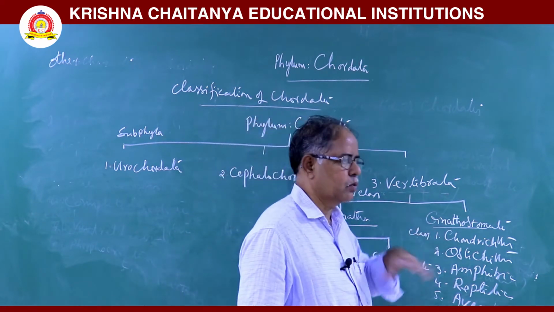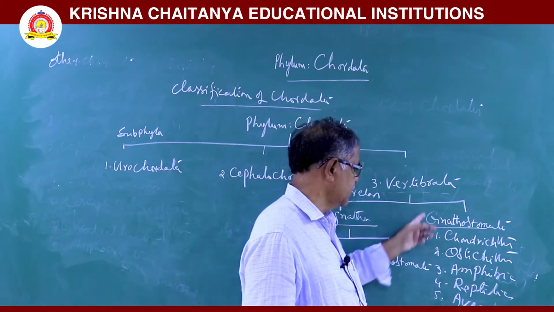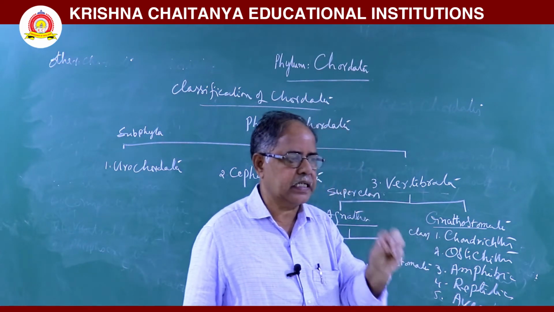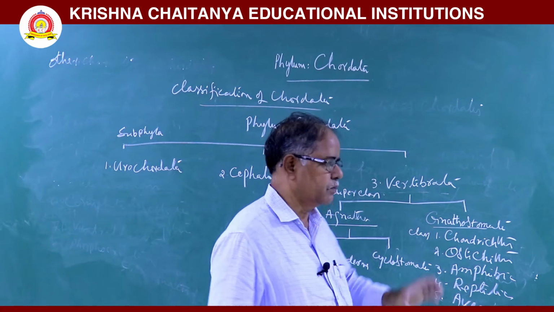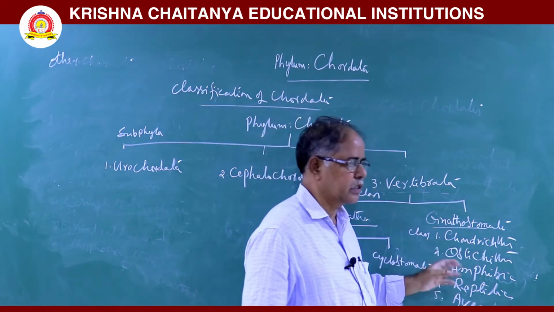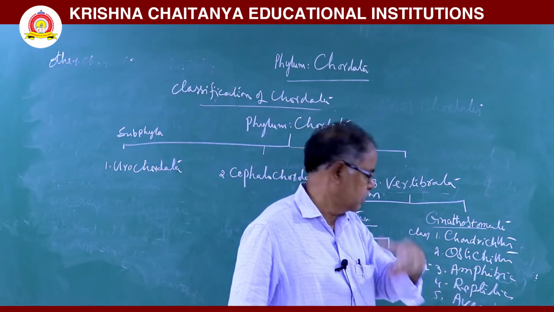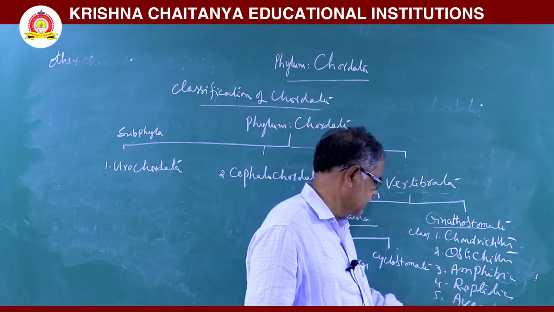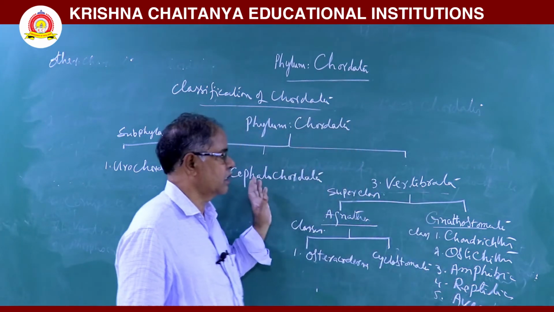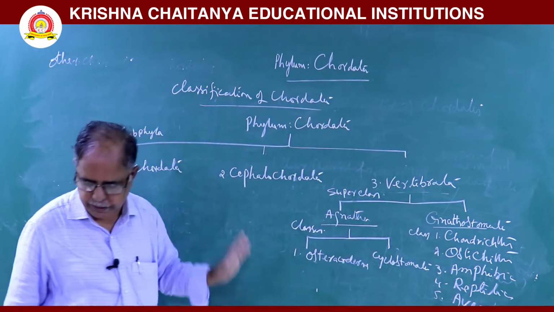Next, in Gnathostomata, the mouth is surrounded by jaws. In this Gnathostomata superclass, six extant classes are there. They are present living classes. One is Chondrichthyes, that is the cartilage fishes, Osteichthyes, bony fishes, amphibians, next reptilia, aves, and mammals. This is the outline classification of phylum Chordata.